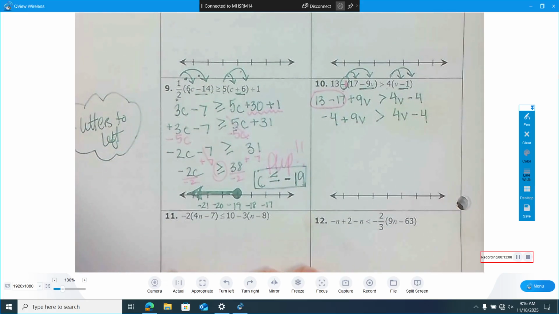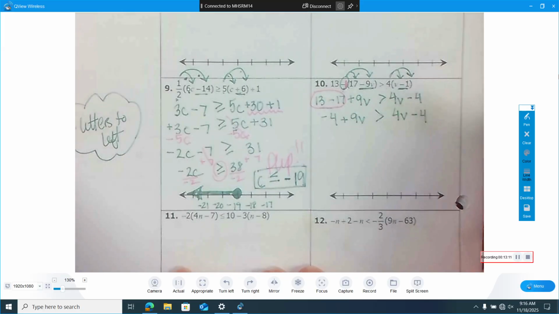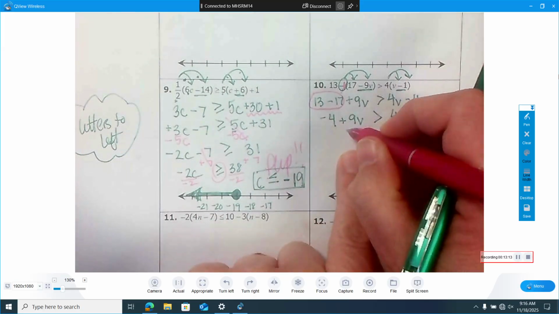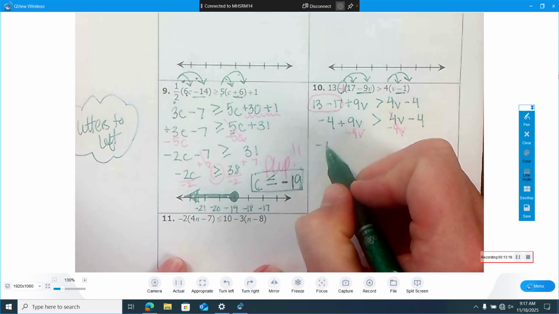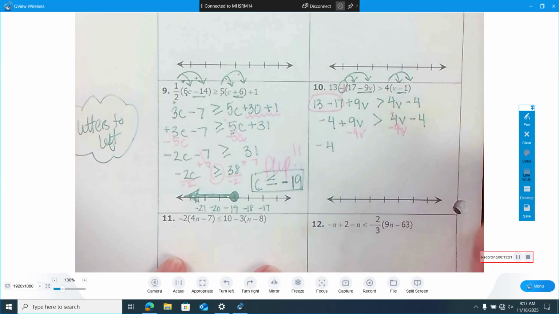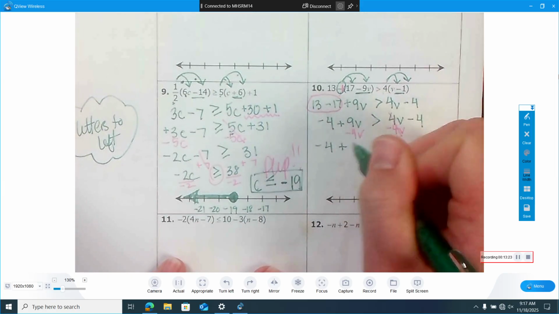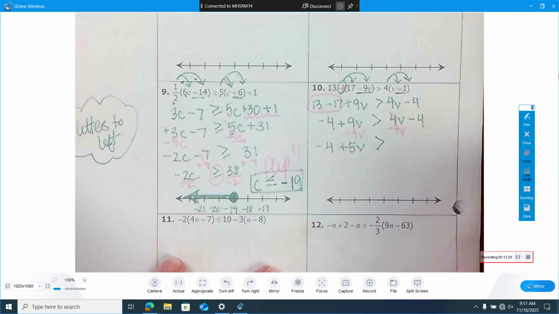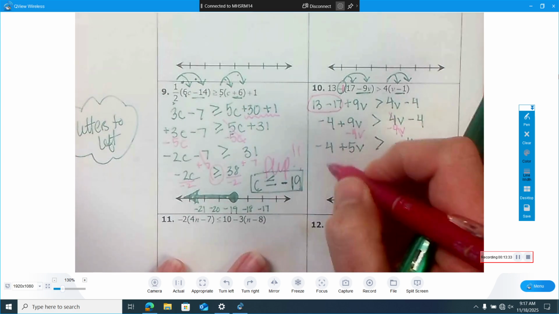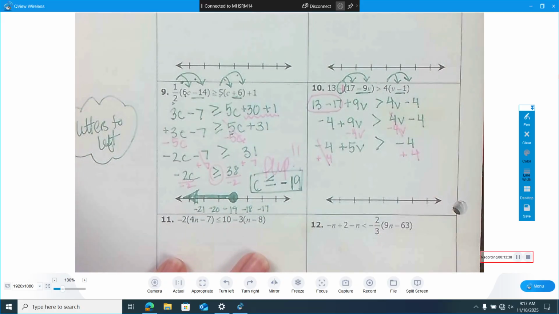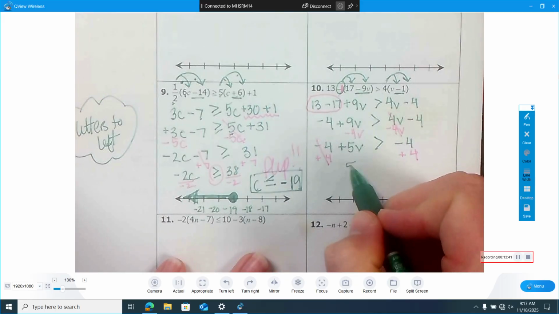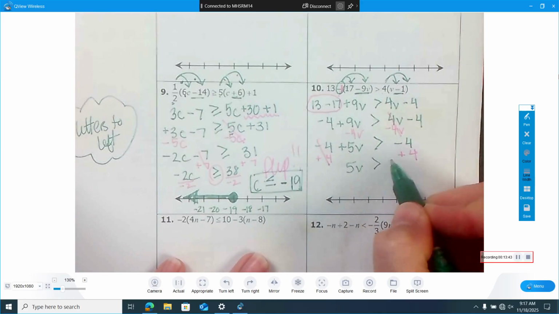And we have letters to the left. So what should we do to get our letters on the left side? Subtract 4v. Subtract 4v. Good. I have a negative 4. Positive 9v and a negative 4v give me positive 5v is greater than negative 4 is just the thing that's left over there. And then we need to do what? Yeah, we're going to add 4 on both sides. And hey, we end up with 5v is greater than 0.